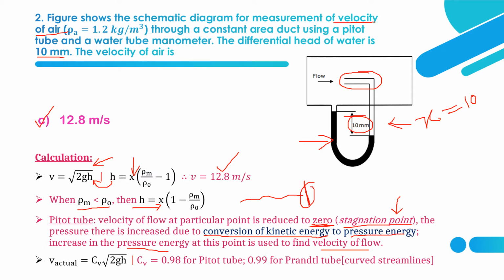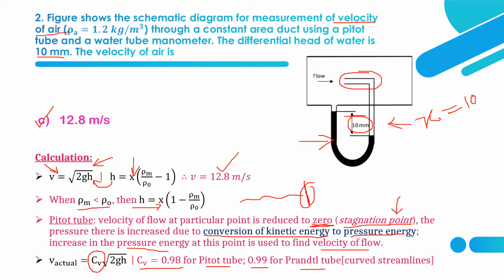So how is it found? Using this formula: velocity V is equal to root 2gH. This is the theoretical velocity, but in an actual case there will be some loss. So to accommodate that loss, we use the coefficient of velocity, and Cv shall be 0.98 for the Pitot tube in general and 0.99 for the Prandtl tube.